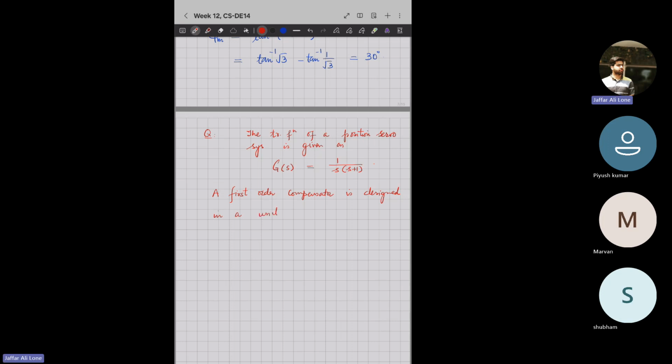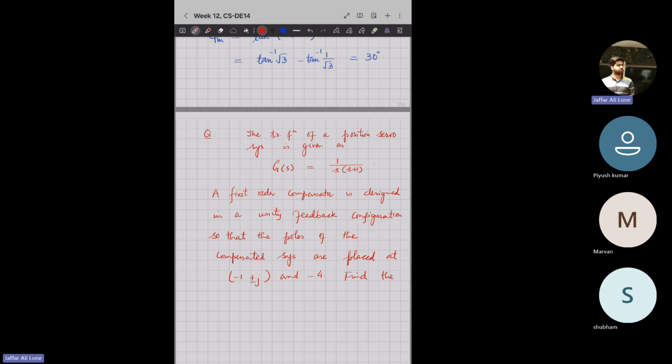In a unity feedback configuration, so that the poles of the compensated system are placed at -1 plus minus j and -4. Find the transfer function of the compensated system.